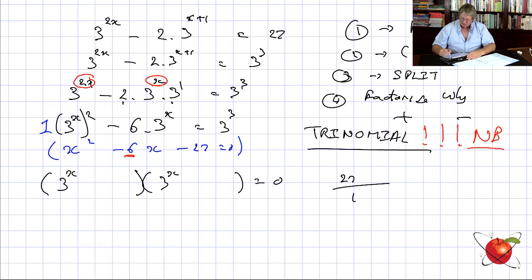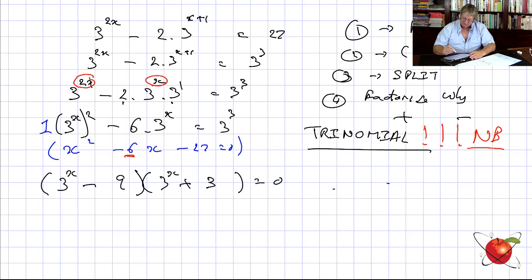27 and 1, 9 and 3, all right? Pretty sure it's going to be 9 and 3 because the difference is a 6. 9, 3, all right? Plus, minus, can you see? Minus 27, okay? Or wrong way around, right? Okay? It's minus and a plus. Minus 9 times that, plus 3 times that is that. All right?